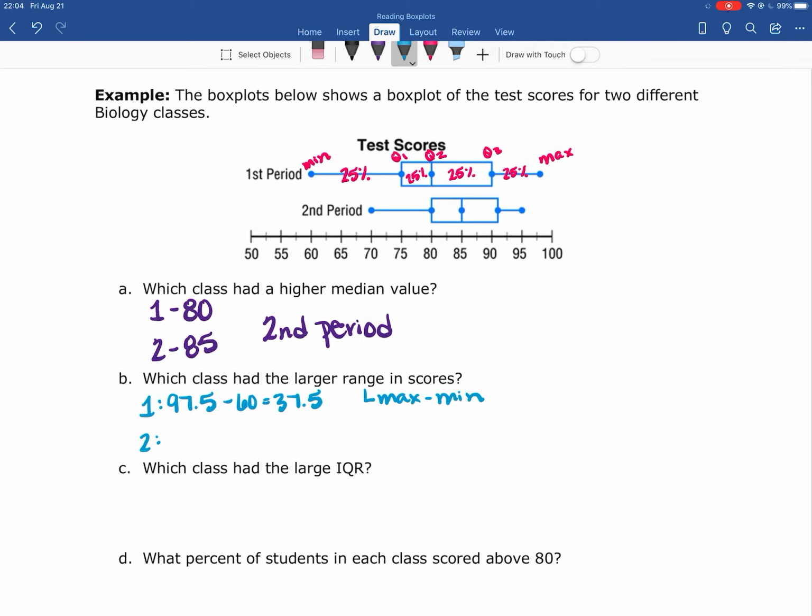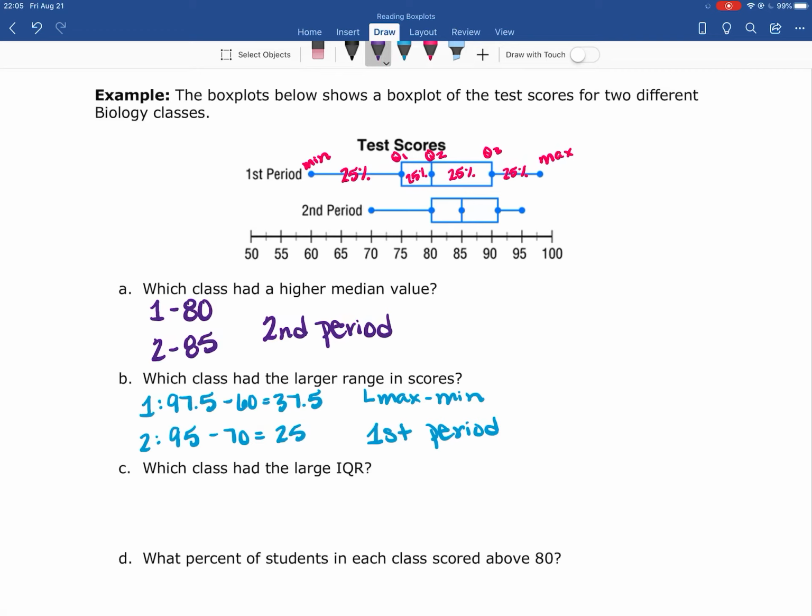The second period class had a maximum value of 95 and a minimum value of 70. So 95 minus 70 is 25. So the first period class has the larger range. And you can see that on the box plot because the box plot for first period is longer than the box plot for second period.